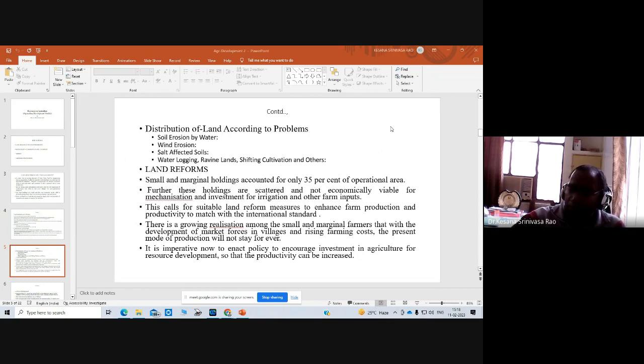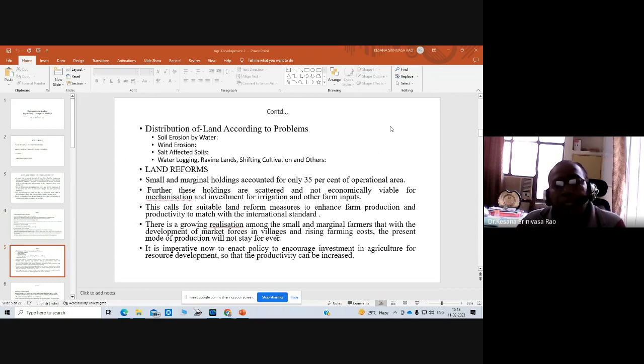Actually, whenever soil erosion is taking place, that land is narrowed down. That narrowing down is also creating a lot of problems for cultivation purposes. That is what the ravine lands are, which we can say. Then some type of waterlogging problem, as you all know, salt affected soils and wind erosion. These are all the problems which used to happen.